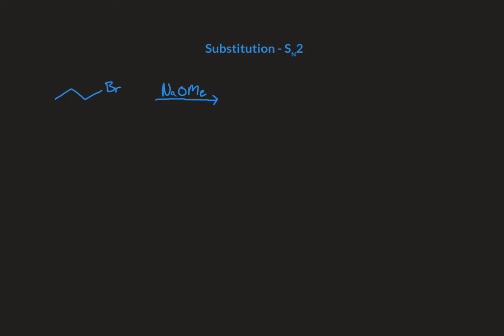In today's video, we're going to discuss our first reaction of alkyl halides, a substitution reaction known as an SN2 reaction. SN2 gets its name from being a substitution reaction. The N, which is often written as a subscript, stands for nucleophilic, and the 2 means that there are two molecules involved in the rate determining step. So let's break that down a little bit further.